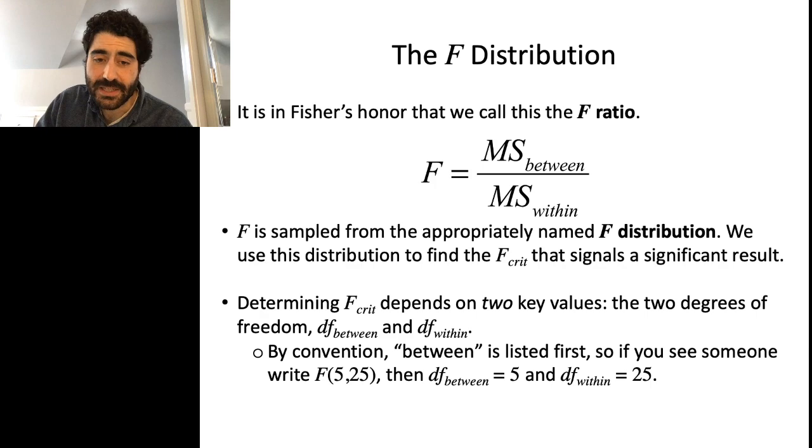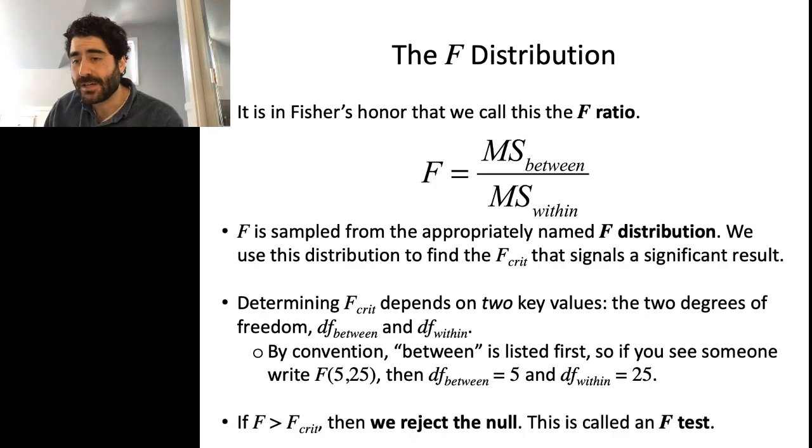And so if our F is big enough, then we can reject the null. For any particular F distribution with these degrees of freedom, it's going to tell us how big this F ratio needs to be for us to reject the null.